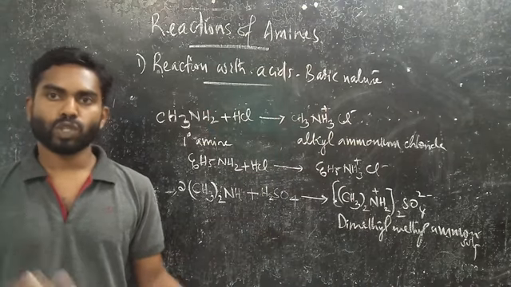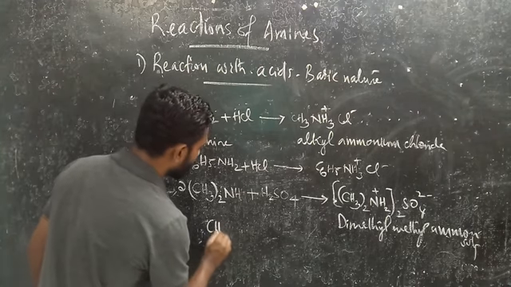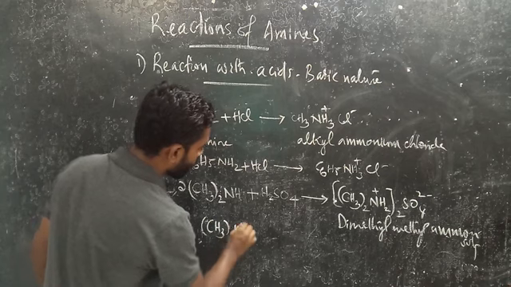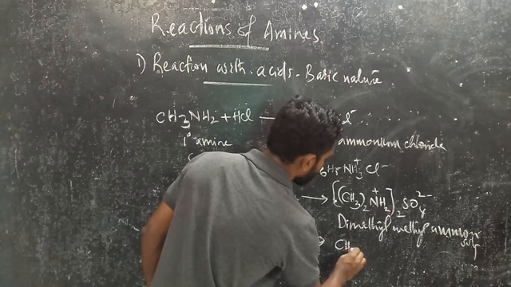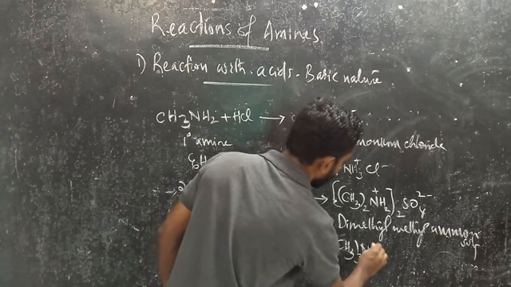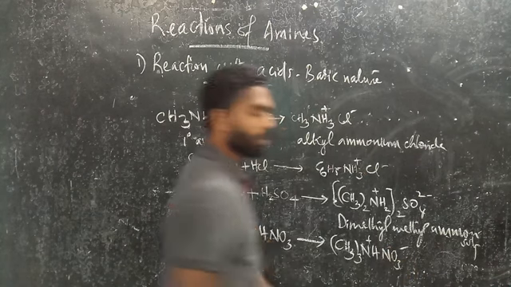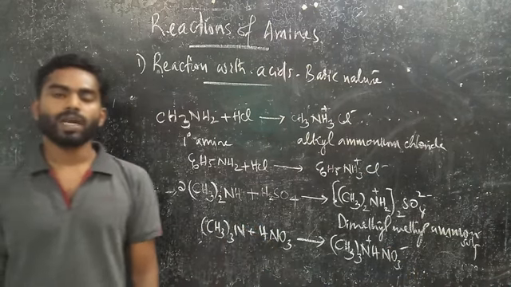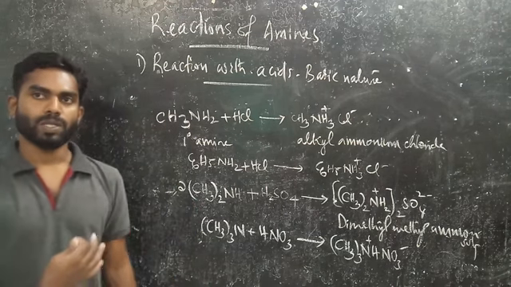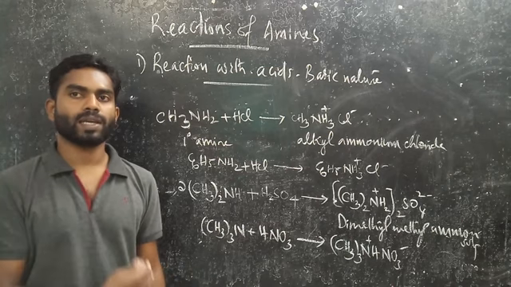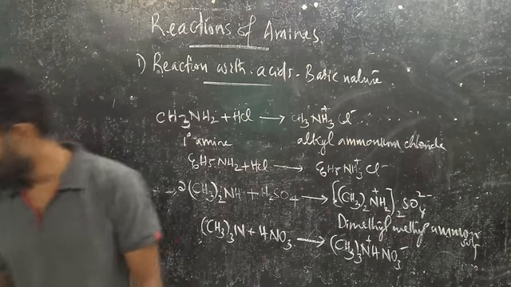Likewise, HNO3 also reacts with amines. For example, tertiary amine (CH3)3N plus HNO3 gives (CH3)3NH+ NO3-. This is known as trialkyl ammonium nitrate. This is the basic character of amines. All types of amines react with HCl, HNO3, H2SO4 etc. to form their soluble salts.